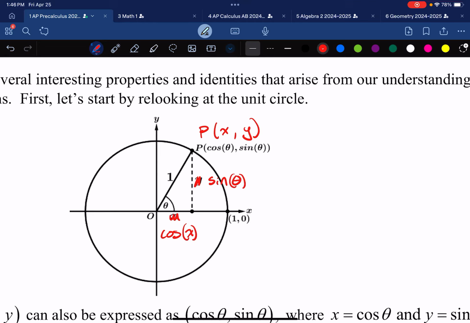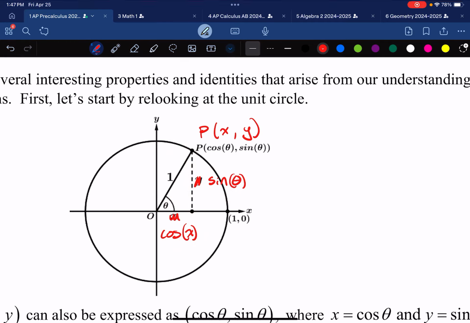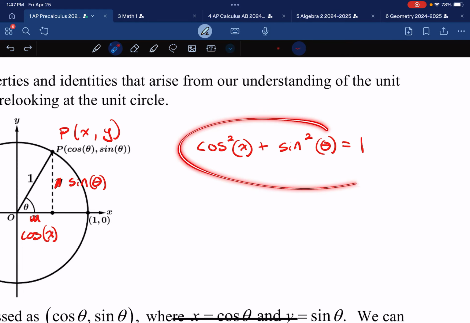And whenever I have a right triangle, which I do because of how I've constructed this argument, I am allowed to use the Pythagorean theorem. The Pythagorean theorem states you take a leg, square it, add the other leg, square it. It should be equal to the hypotenuse squared. And look at what you've written. You've now written the leg squared of x, and then plus the other leg squared is going to be equal to the hypotenuse squared, and 1 squared is just 1. And this is the Pythagorean identity.